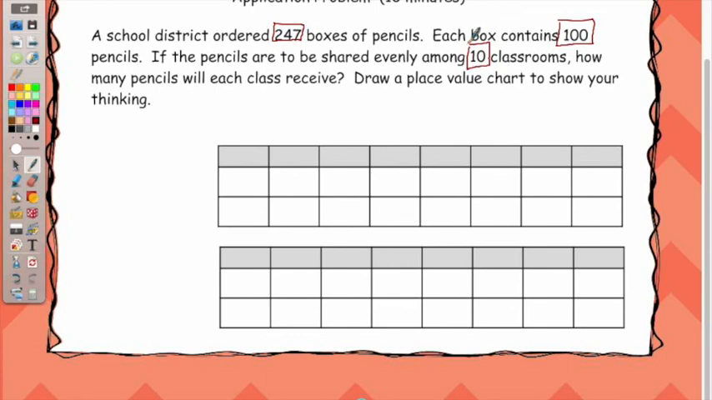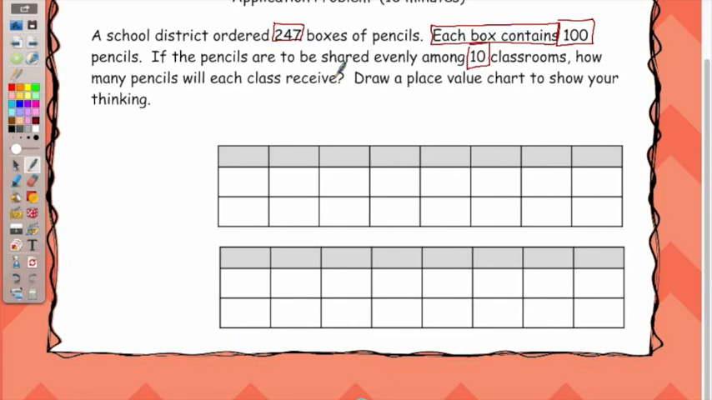So I'm looking for words that tell me what I'm going to do. Each word is there. Now this "each box contains," I'm going to highlight. I'm not going to highlight "how many pencils will each class receive?" That's the question. That's not part of the problem. Okay? All right. So that's one thing I'm going to do.